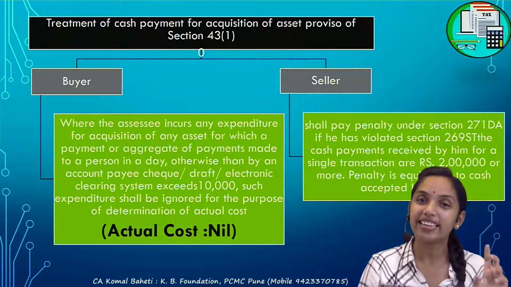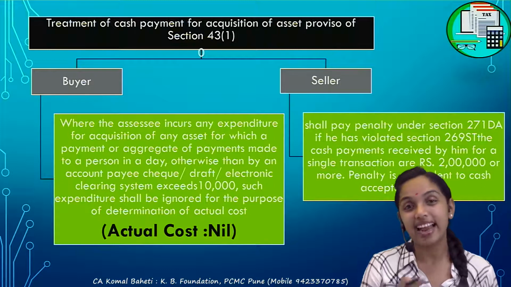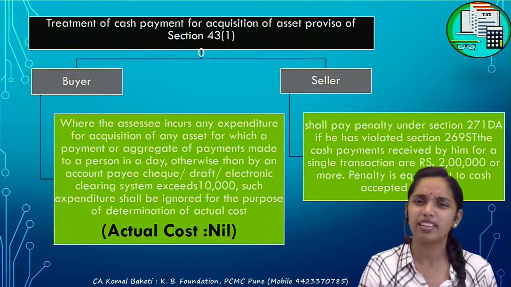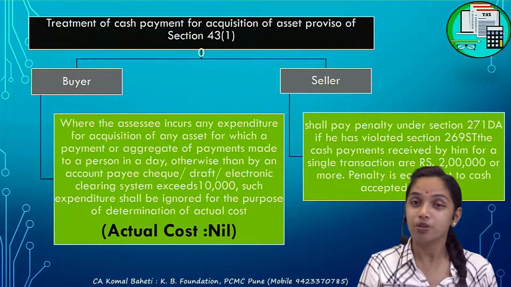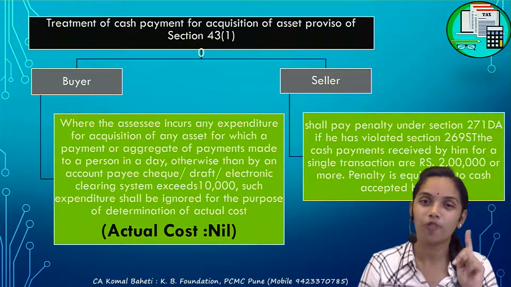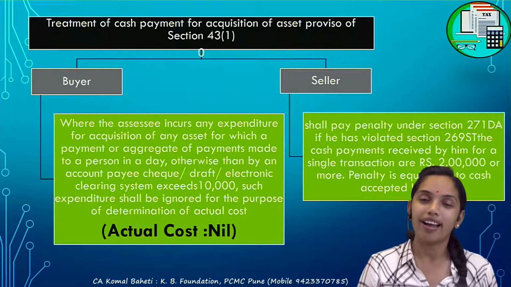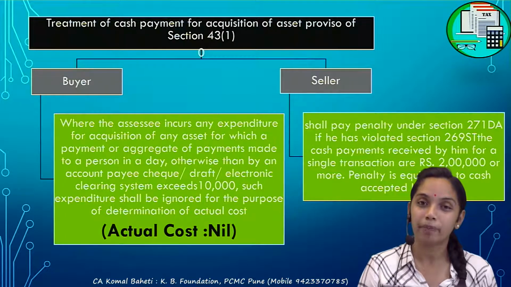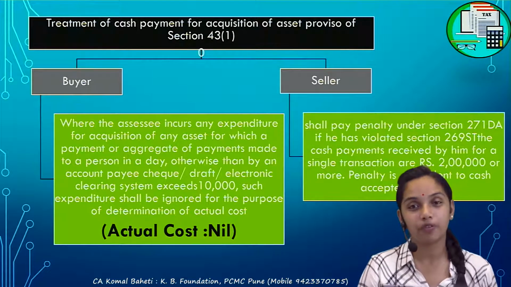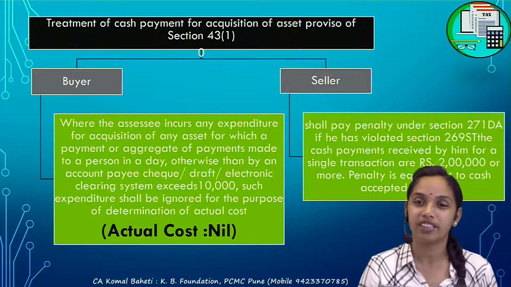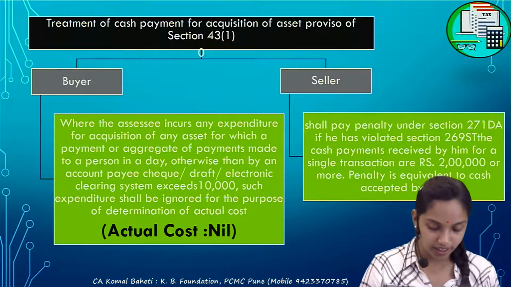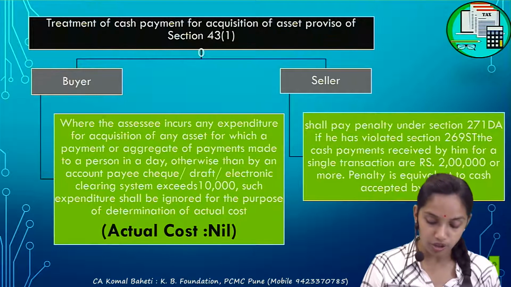So he is violating 269ST, and the penalty amount is exactly equal to the amount that you had received in cash or cash equivalent. Cash equivalent means bearer check, bearer account payee, or bearer DD. Correct. So in this case, exactly 2 lakh also violates the provision of 269T. So the seller would be liable to pay a penalty equivalent to the amount of cash accepted, which is equivalent to 2 lakh. Hopefully you understood this. There is a question in your module, so we'll do that also.